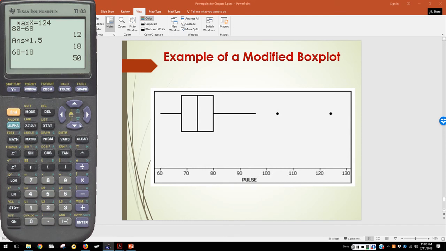However, if we take, I'm sorry, I chose the wrong one, that's the minimum. So that's our lower value. Our upper value of 80, if we add 18 to that, our upper fence is at 98. 104 and 124 are both larger than 98. Therefore, they are outliers.